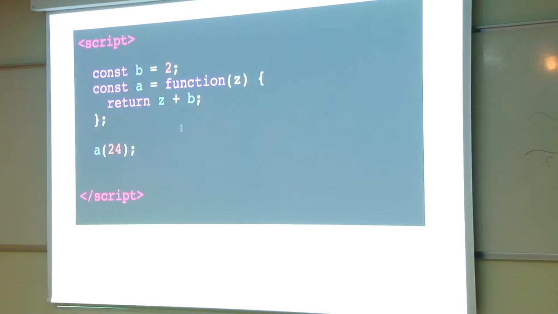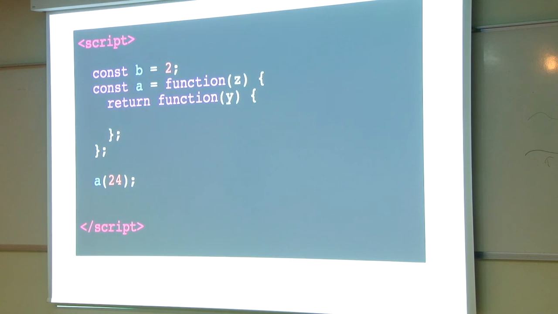Let me complicate this even further. Let's have this return another function, which takes a Y. There you go, const A2. What is the value of A2?